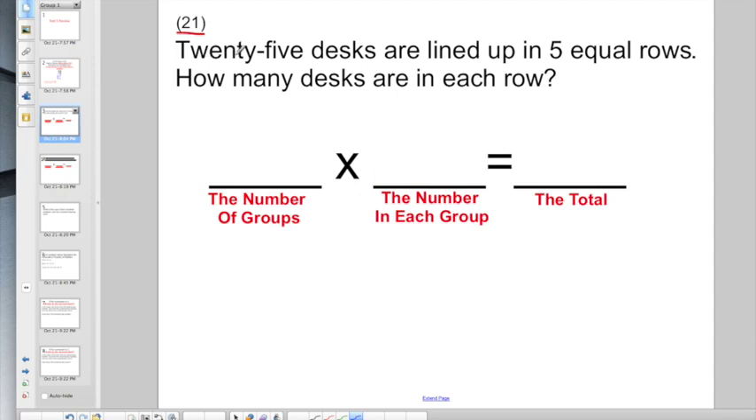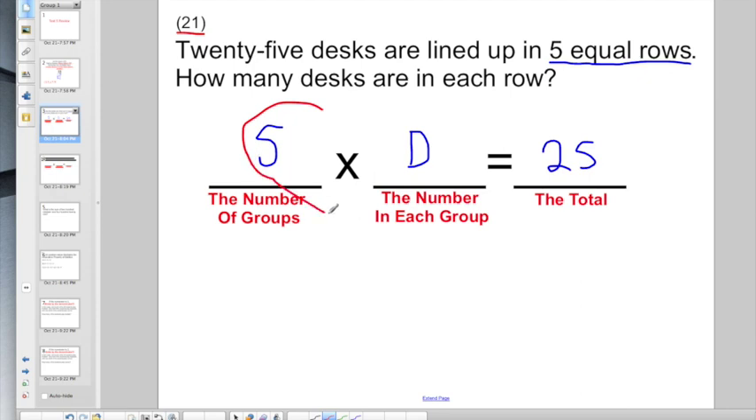You also have to read the problem really carefully and think. 25 desks are lined up in 5 equal rows. How many desks are in each row? Well, they gave us 25 desks. That sounds like the total number of desks in the whole room, right? They are lined up in 5 equal rows. The rows are your number of groups. And pick a variable. Maybe I'm going to use D for desks.